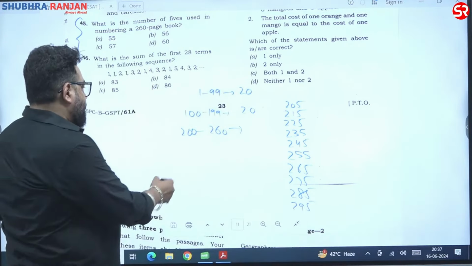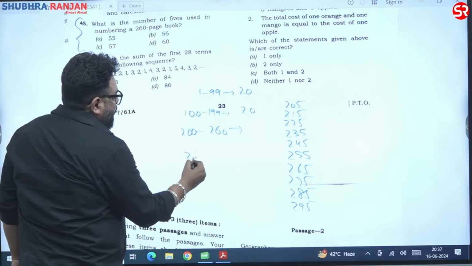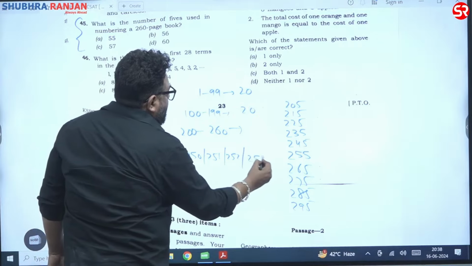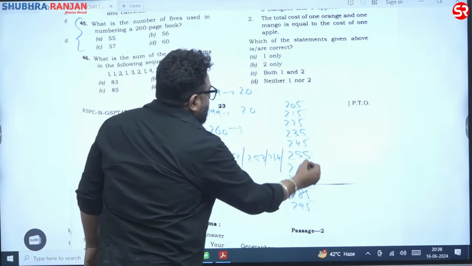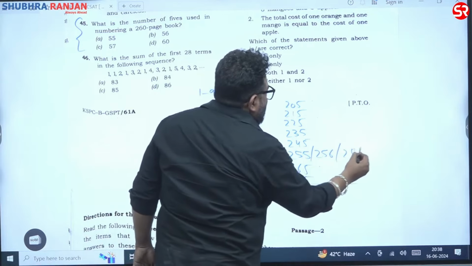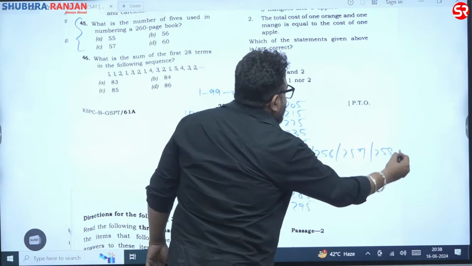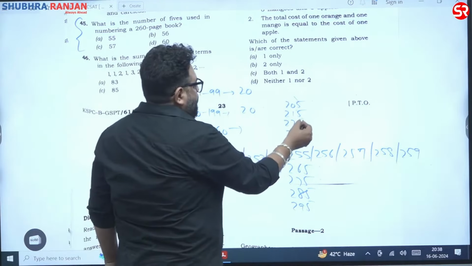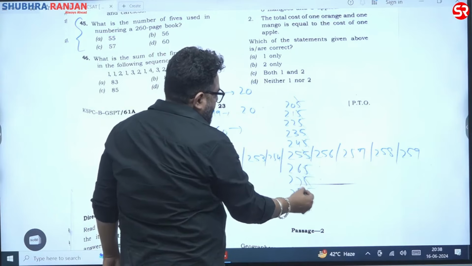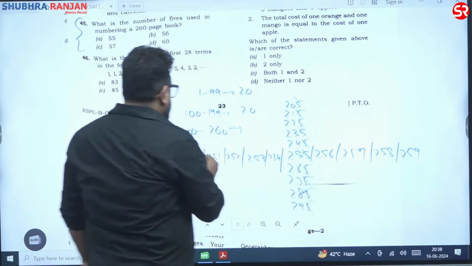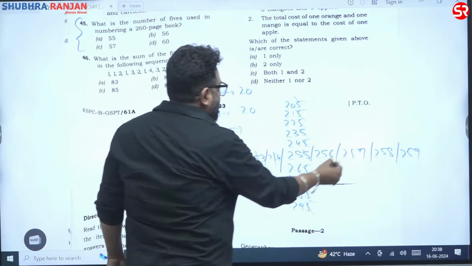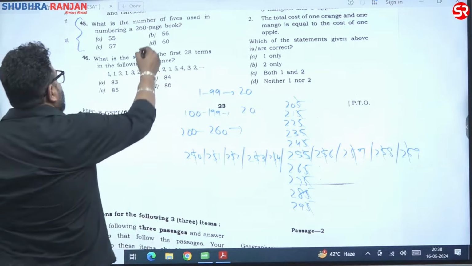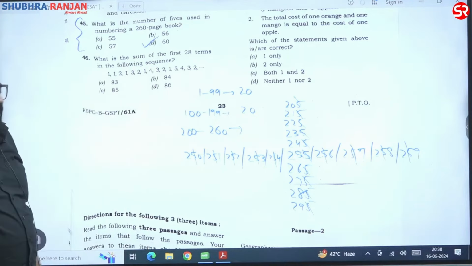So this is there, but then see this: 250, 251, 252, 253, 254, 256, 257, 258, and 259. So this was to be added. So let's see how many of them are there. 1, 2, 3, 4, 5, 6, 7, 8, 9, 10, 11, 12, 13, 14, 15, 16, 17, 18, 19, 20. Right? So 20 more are there. So your answer is 60. Your answer is 60. Right?